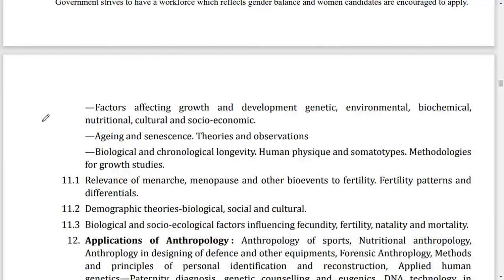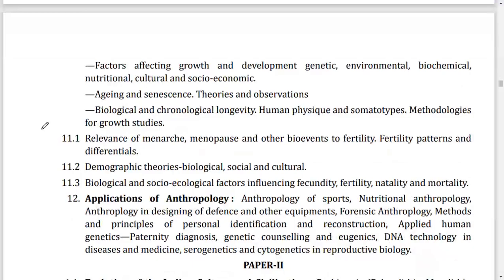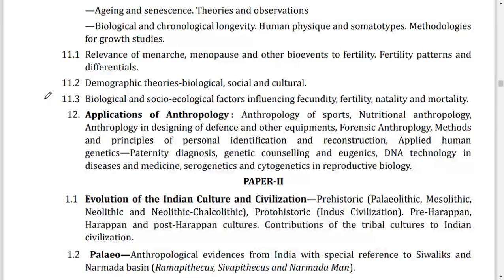Human physique and somatotypes, methodologies for growth studies, relevance of menarche, menopause, and other bioevents to fertility, fertility patterns and differentials. Demographic theories, biological, social, and cultural; biological and socio-ecological factors influencing fecundity, fertility, natality, and mortality.